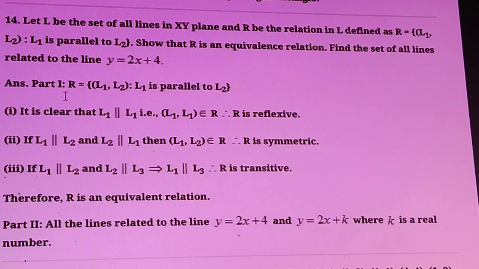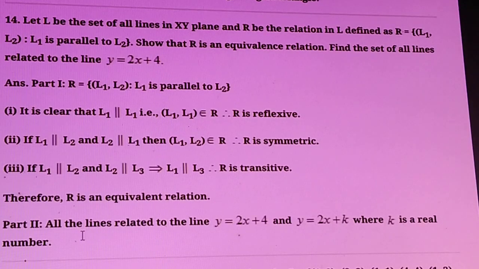For the first part, R = {(L1, L2) such that L1 is parallel to L2}. It is clear that L1 will be parallel to itself, that is (L1, L1) belongs to R, so R is reflexive. Second, if L1 is parallel to L2, then L2 is parallel to L1, so (L1, L2) belongs to R and R is symmetric. If L1 is parallel to L2 and L2 is parallel to L3, definitely L1 will be parallel to L3, so R is transitive. Therefore, R is an equivalence relation.